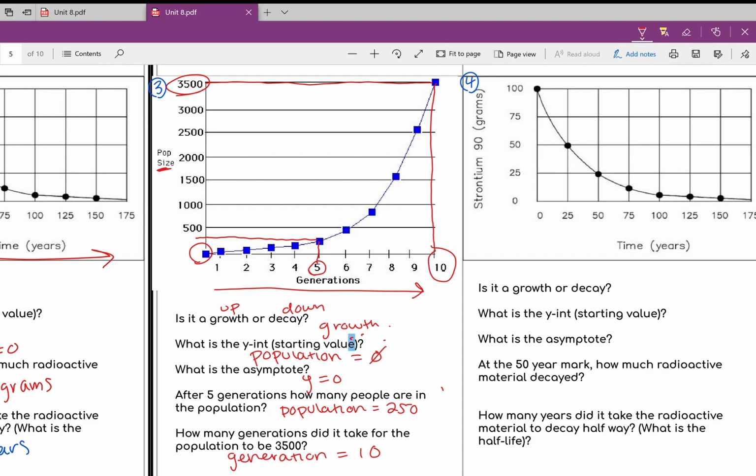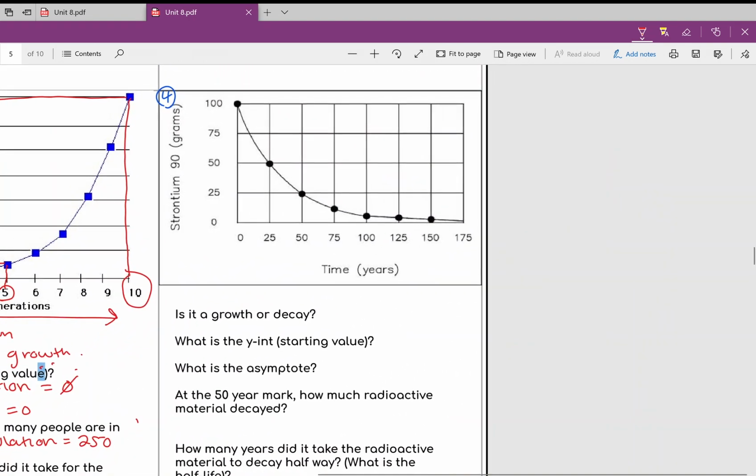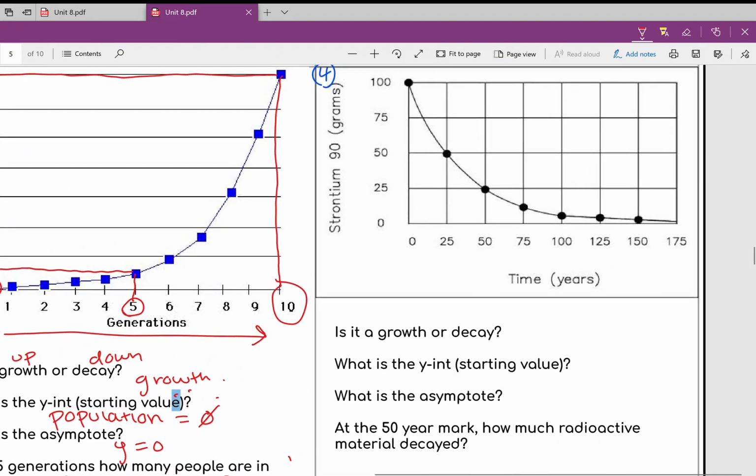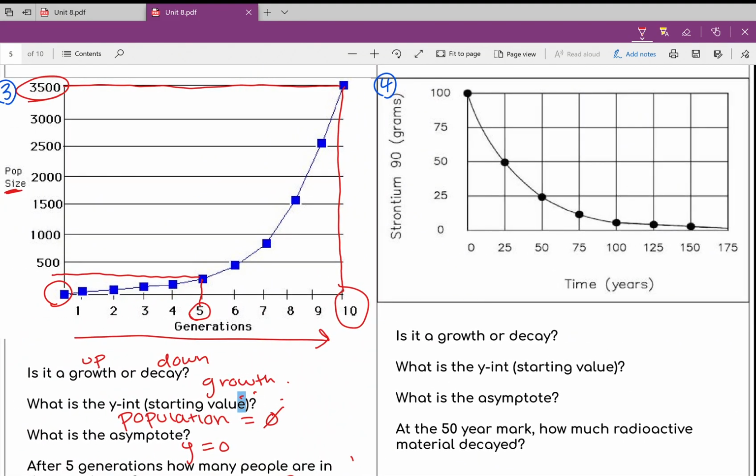Okay, last question, number 4. Okay, this is an exponential function comparing radioactive material in grams versus time in years. So again, our first question is talking about if it's a growth or a decay. So remember, if we're reading it from left to right, a growth is going to go up and a decay is going to go down. So from left to right, we notice this black line is slowly going down. So this is a decay.